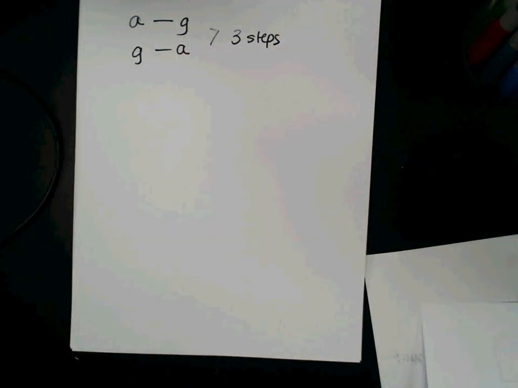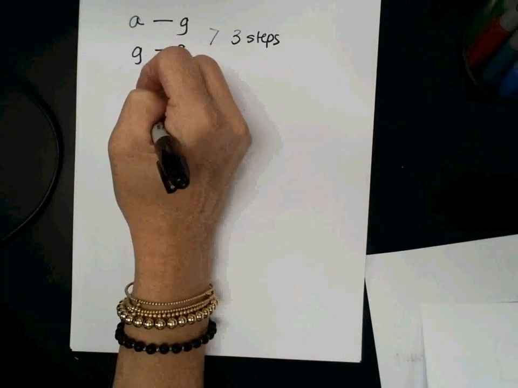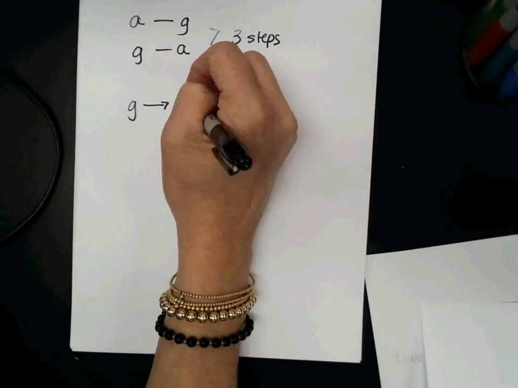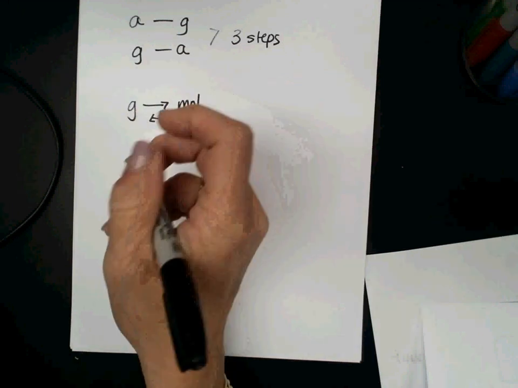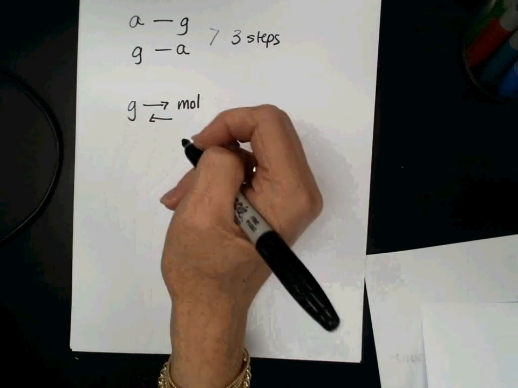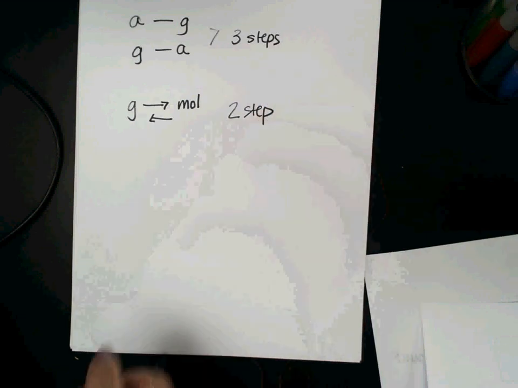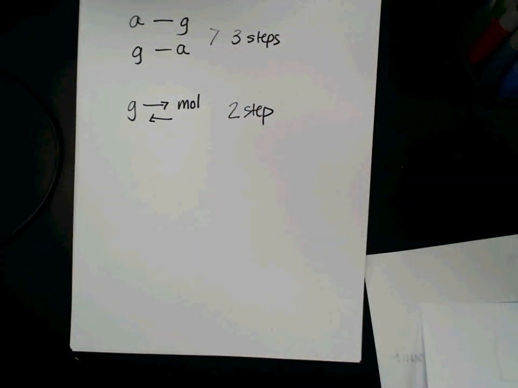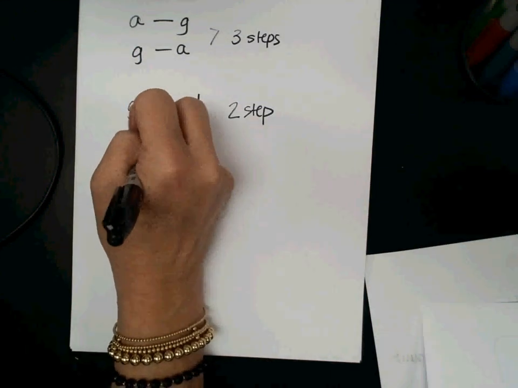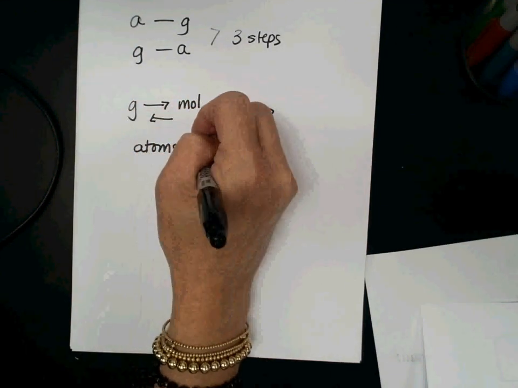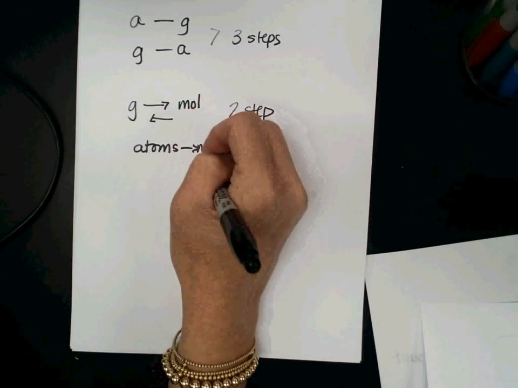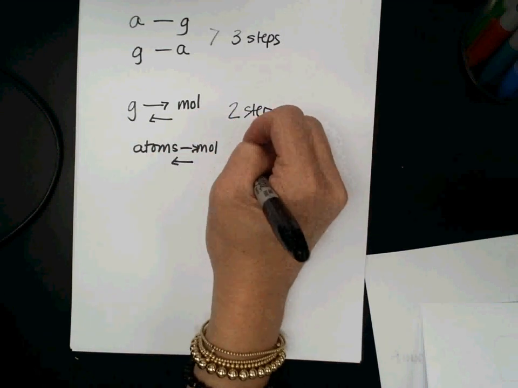So now let's think of what else can we go to. We can go from grams to moles, or moles back to grams. Those are 2 steps. Good job, Drake. Thank you. What's another 2-stepper? Atoms to moles, or moles to atoms. Good. Or the reverse.